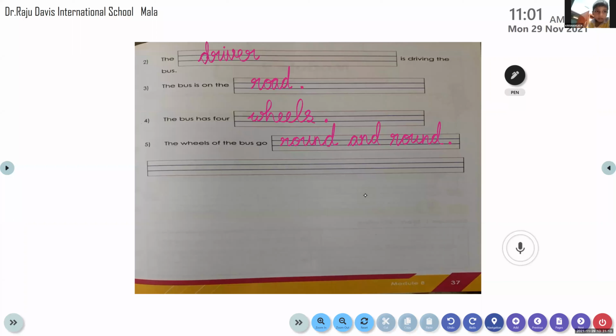The wheels of the bus go round and round. Yes, one more time. The wheels of the bus go round and round. Yes, very good. Okay, Krishan. Good effort. Thank you.